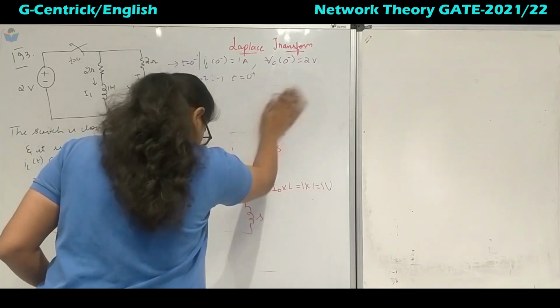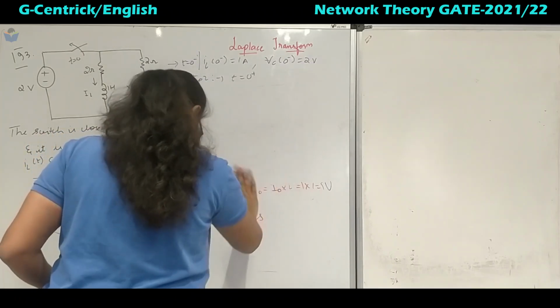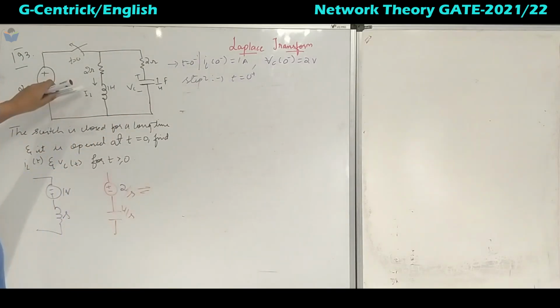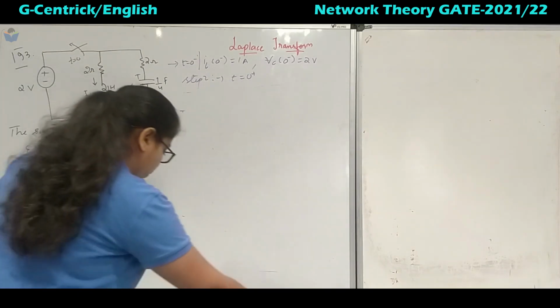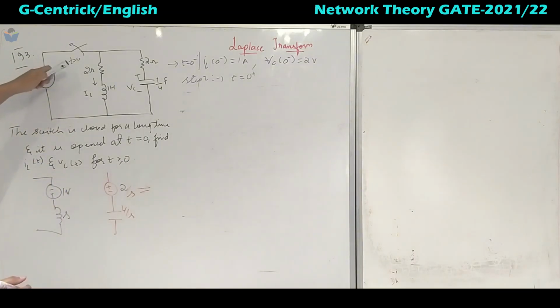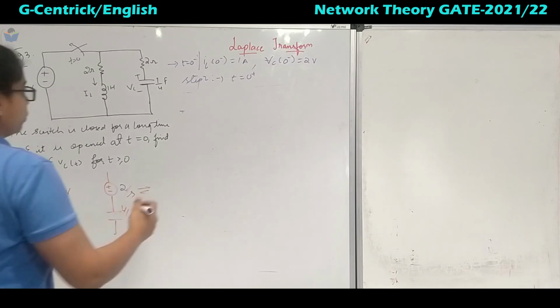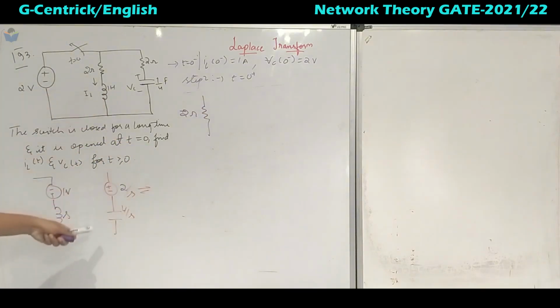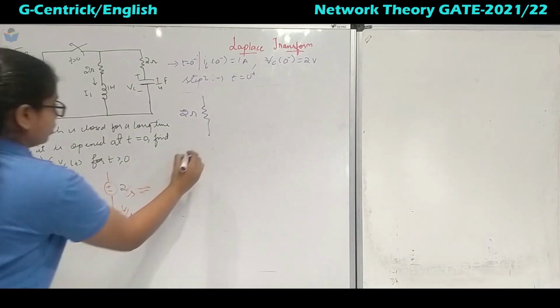So now coming to step 2, we will redraw everything with this circuit. We will replace this one with one equivalent circuit. At t is equal to 0 plus, the circuit is open, so this is not our interest now. So we will redraw this as 2 ohms. This is replaced with the equivalent source.